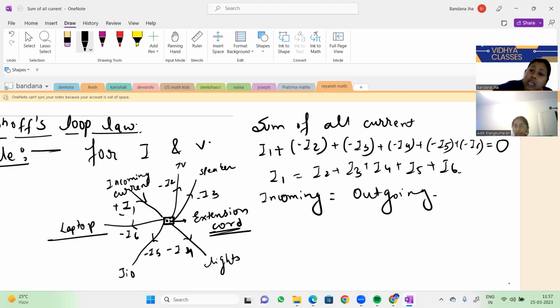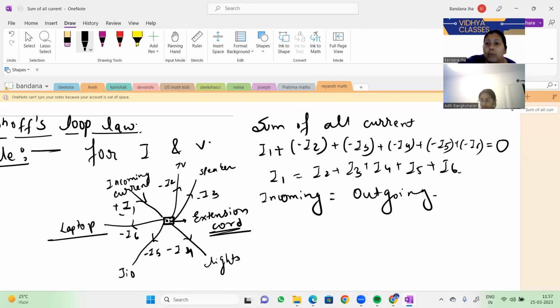Understood? It is the same for voltage also. Wherever there is a current, there will be a voltage, a potential difference, because of which the current is moving. And wherever there is a current, there will be a magnetic field and a force. So this is rule number 1: the sum of all the currents, the net current, becomes 0, because incoming is always equal to outgoing.